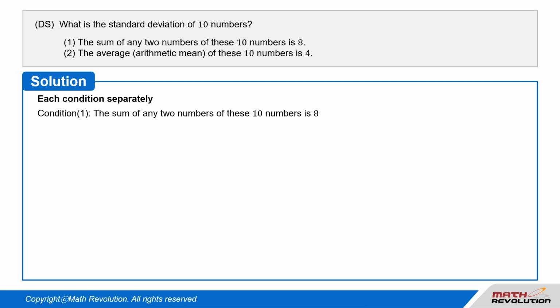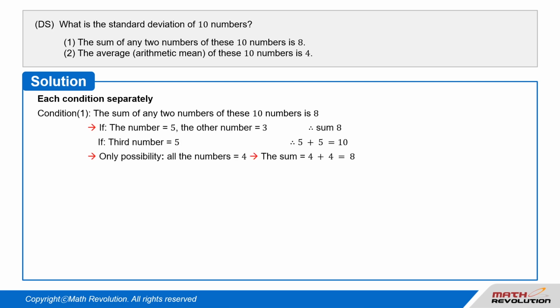Condition 1 tells us that the sum of any two numbers of these 10 numbers is 8. Now, if you take a number to be 5, the other will be 3 for the sum to be 8. But what about the third number? If the third number is 5, 5 plus 5 will become 10. So the only possibility is that all the numbers are 4. So we can pick any two, and the sum will always be 4 plus 4, or 8. As all numbers are the same, the standard deviation is 0.